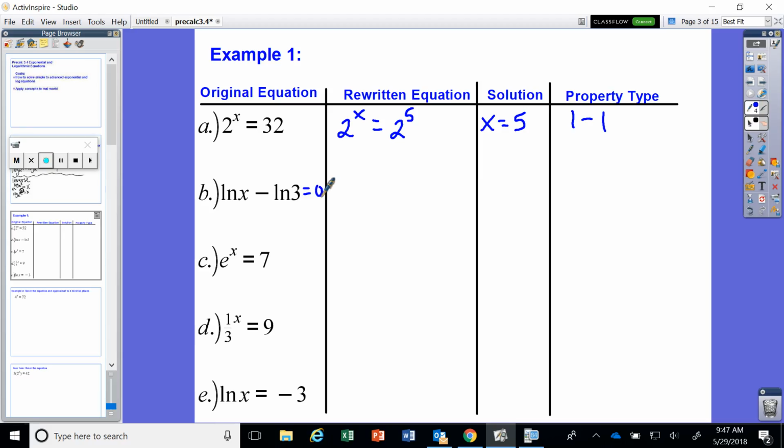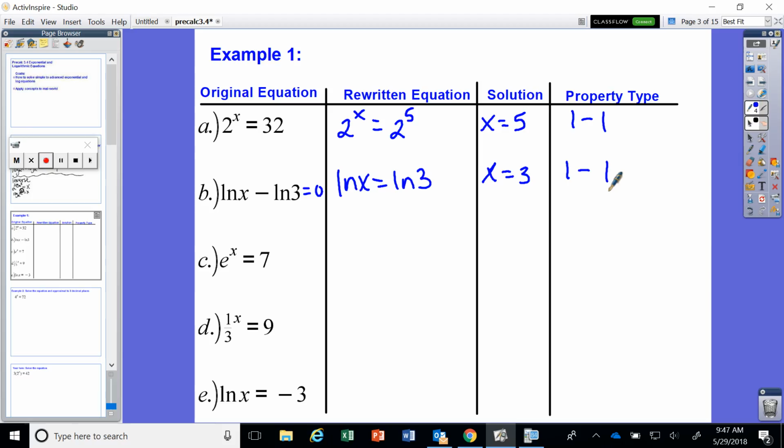So what about these two cases? ln of x minus ln of 3 equals 0. Well, you need to think about it just as you would in algebra, as if you were to get x by itself. So I'm going to add the natural log of 3 to both sides and get it written like this. Why do I want to do that? Because the only way that the natural log of x equals the natural log of 3 is if x equals 3. Once again, that's a one-to-one property happening in there.